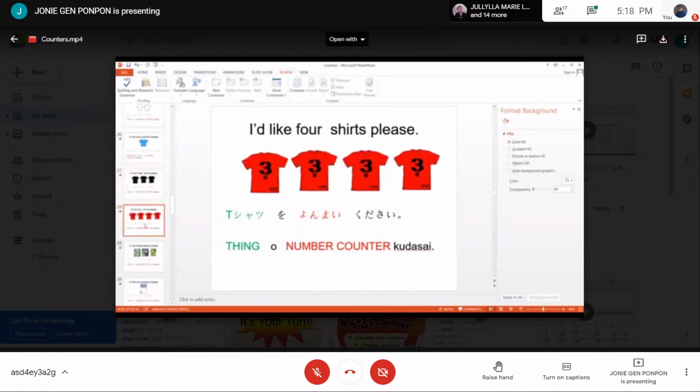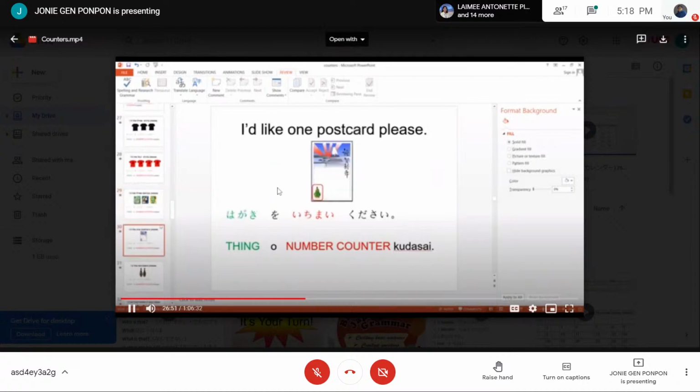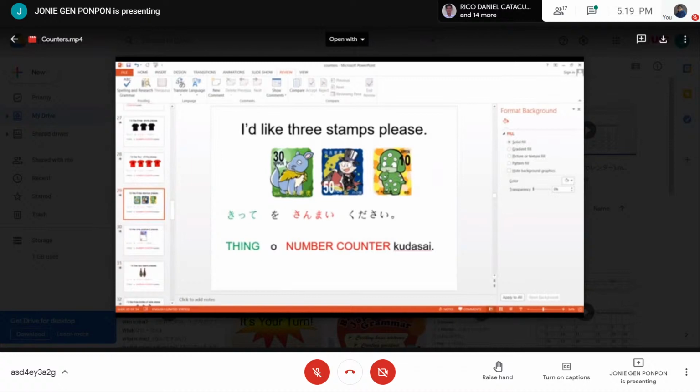This one is yonmai. This one, 3 stamps. Okay, so kite o sanmai kudasai. This one is hagaki, 1 postcard, ichimai, because it's a flat object. This one, 2 here, nimai. My suffix mai ang gamit.